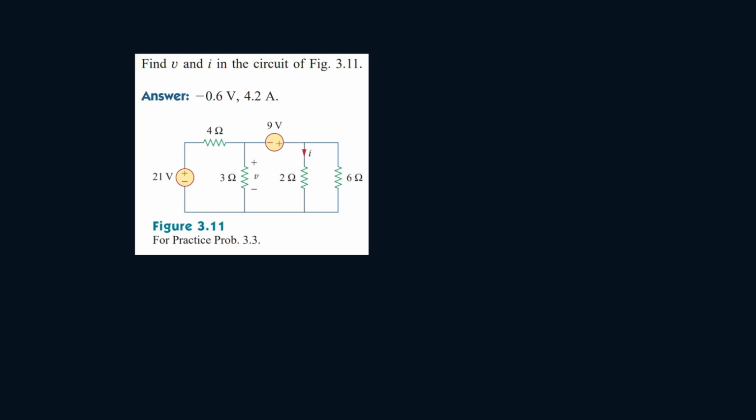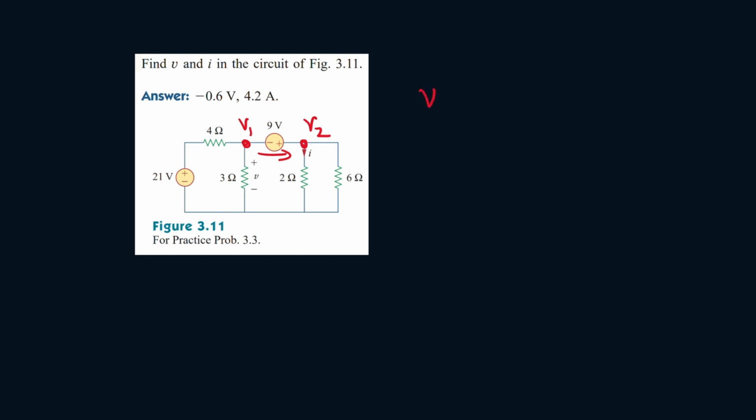Okay, so for this one, we have to find V here and the current I here. So first thing, we have two nodes here. Let's call them V1 and V2. But notice that when we do the node equation, the current passing in this section will be difficult to find because let's write the equation.